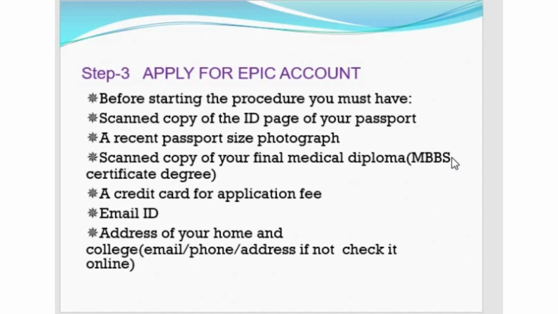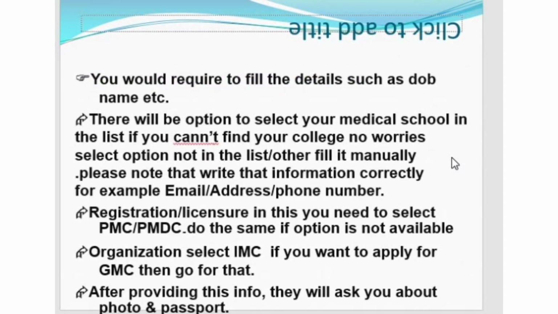Before starting the procedure, you must have a scanned copy of the ID page of your passport and a recent passport size photograph, a scanned copy of your final medical diploma, MBBS degree certificate, a credit card for the application fee, email ID, and address of your home and college. Next, you will be required to fill in details such as date of birth, name, etc. There will be an option to select your medical school from the list. If you can't find your college, no worries, select the option 'not in the list' and fill it in manually. Please note, write that information correctly.